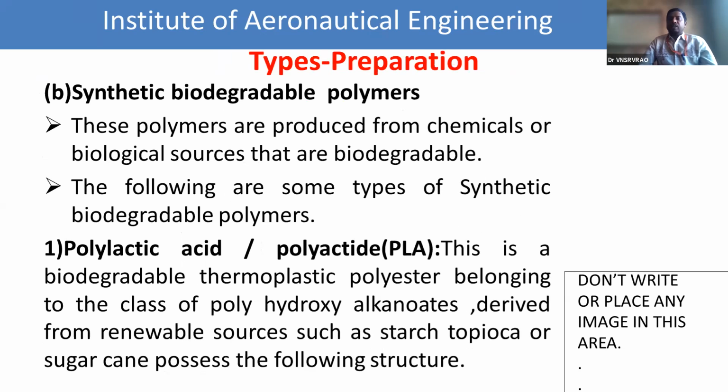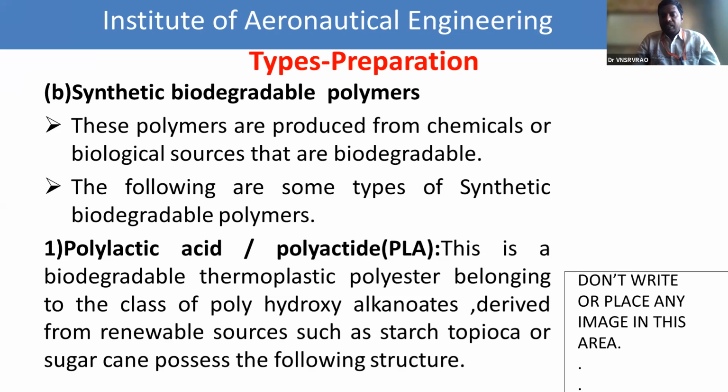Okay, so the first topic is synthetic biodegradable polymers. Synthetic biodegradable polymers means the polymers which are produced from chemicals or biological sources that are biodegradable. So this is the definition of synthetic biodegradable polymers. And the first example is polylactic acid or polylactate, simply abbreviated as PLA.